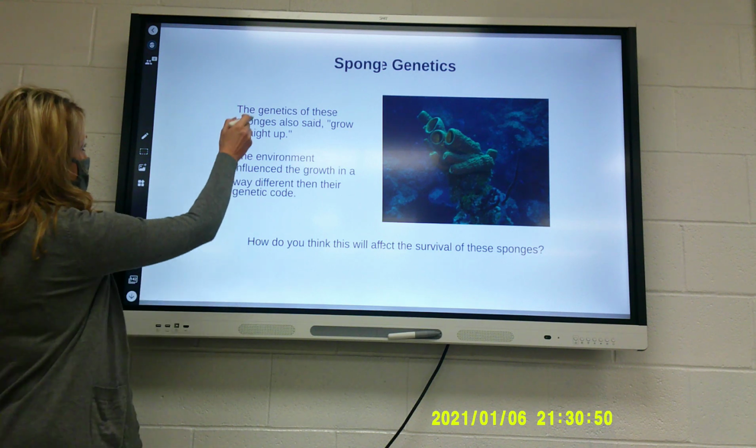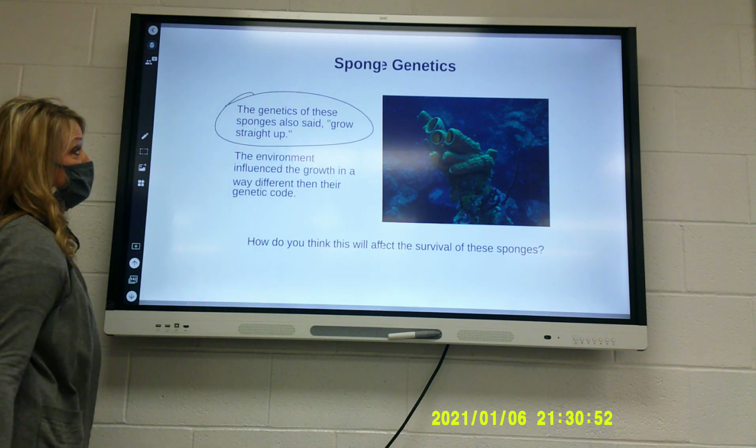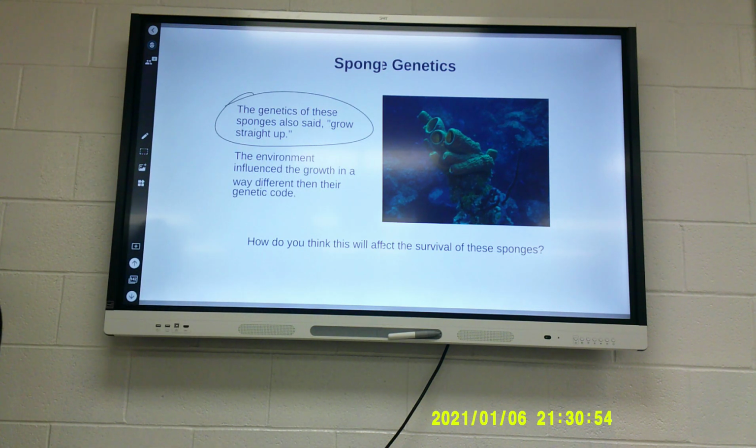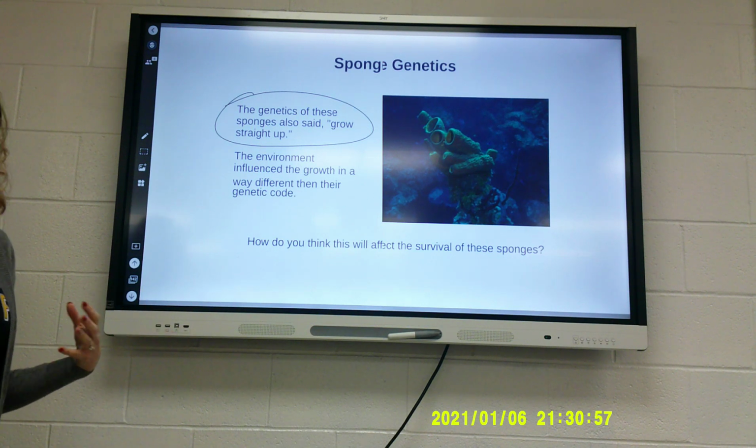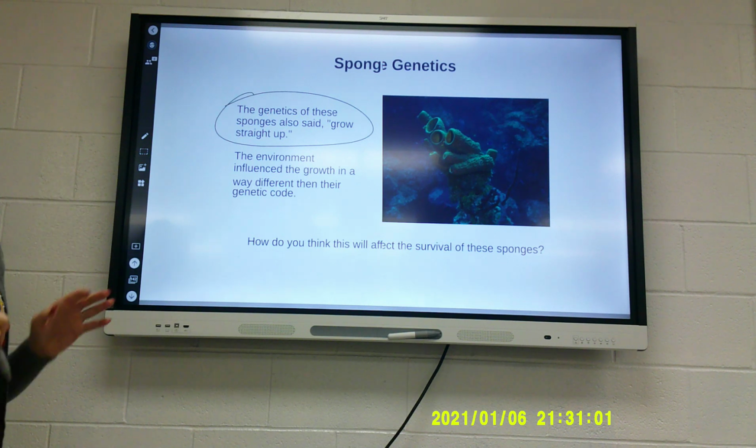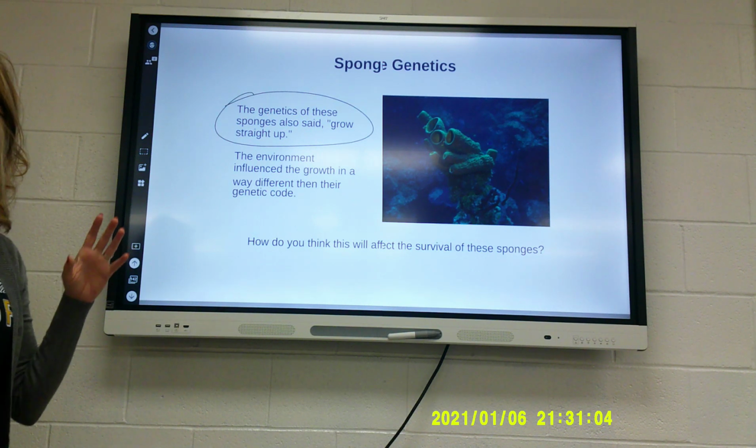The genetics of these sponges also say grow straight up. That's what they're supposed to do. That's not exactly what always happens. The environment affected how they grew.